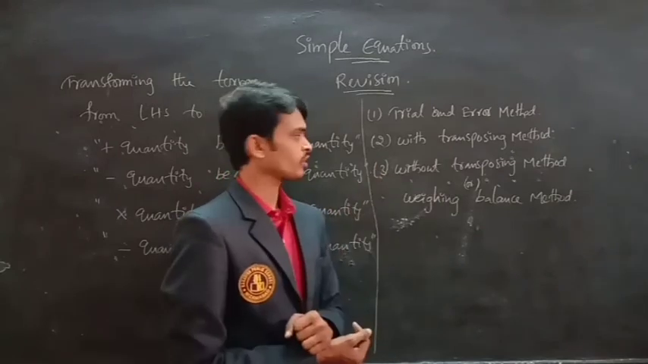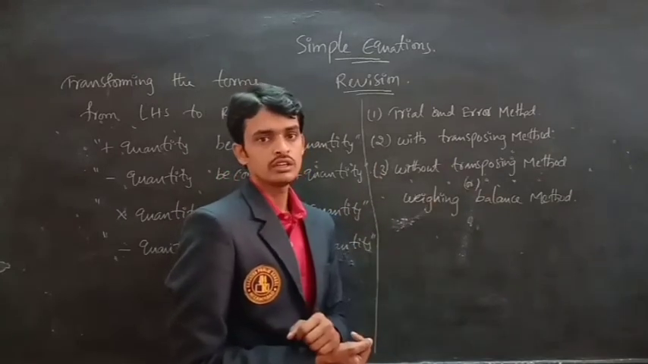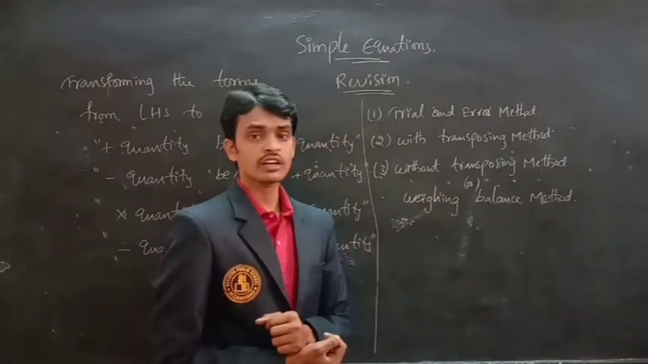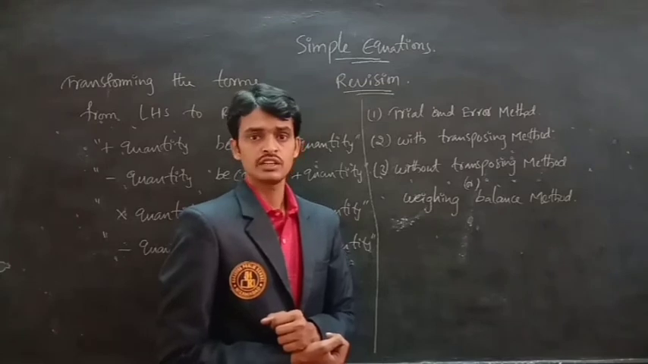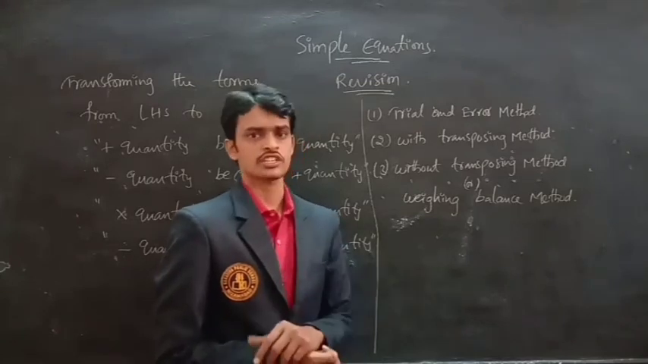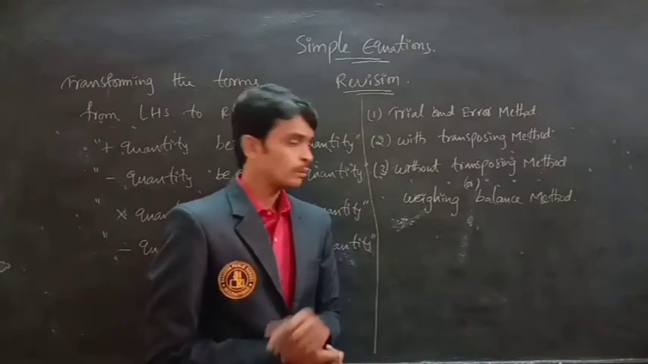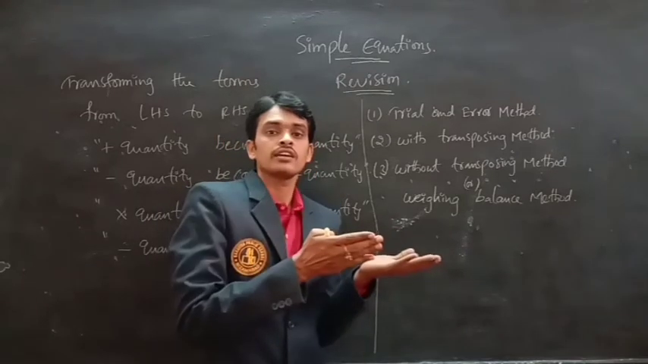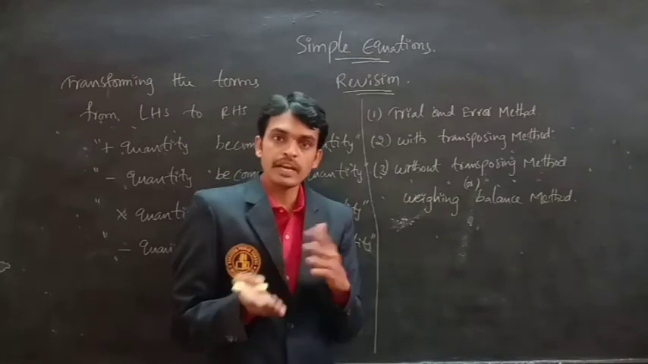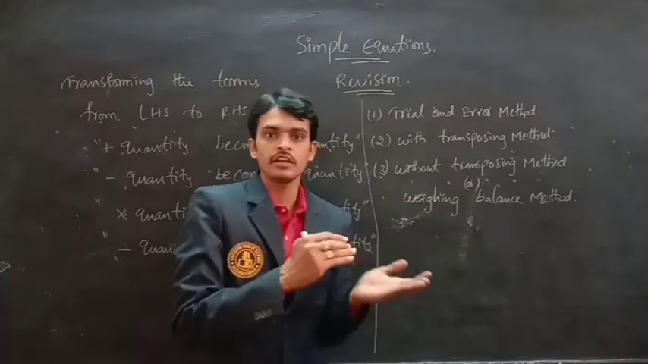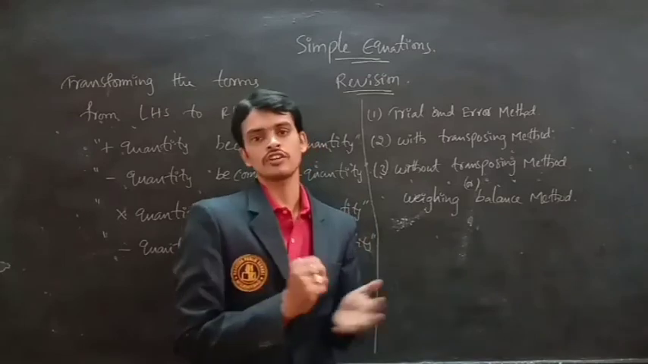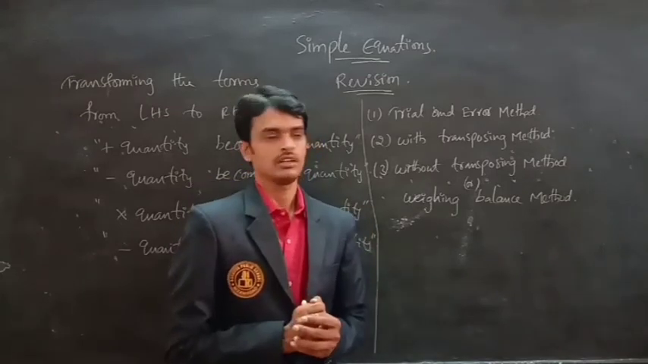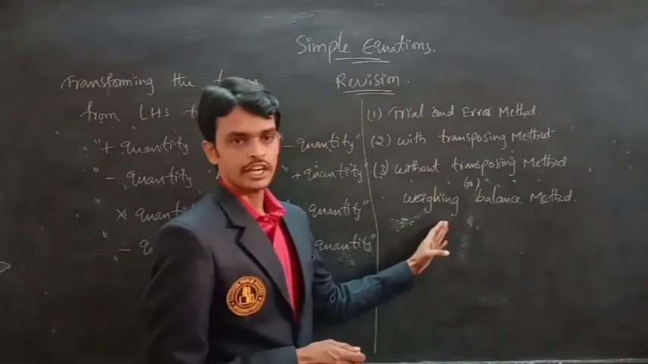Now the third one, the without transposing method or weighing balance method. In this method we should not transpose the terms, that is, variables and constants. We have to balance the equation by adding terms and constants, subtracting, dividing, and multiplying the terms and constants on LHS and RHS. So these are the three types.